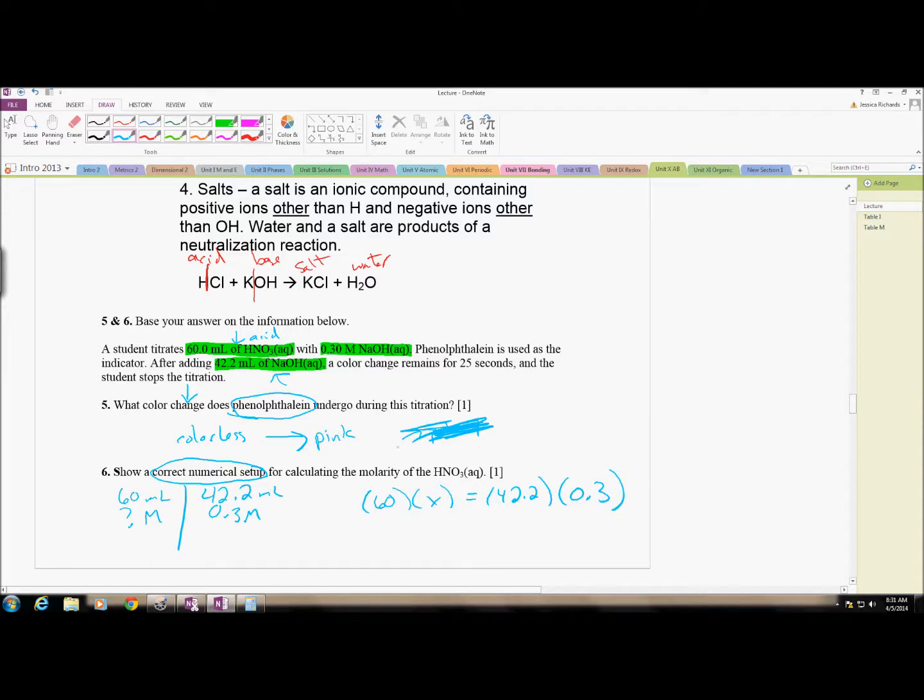So pretty straightforward. Just watch your numbers, make sure you match up the correct volume and molarity for the acid on one side of the equation and the two that go together for the base on the other, and then you'll be set. Take the time to underline and look for key information in the questions. That wraps up Lecture B.